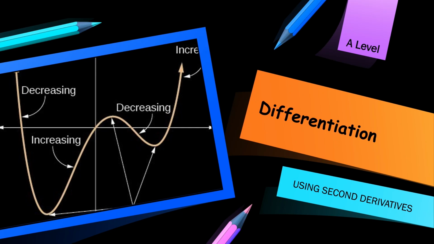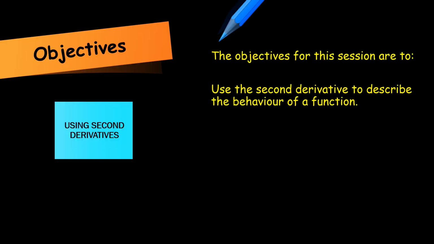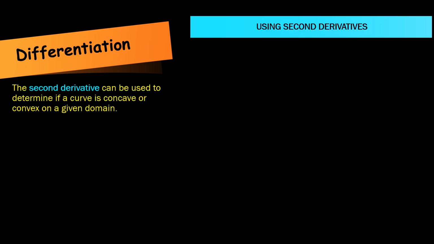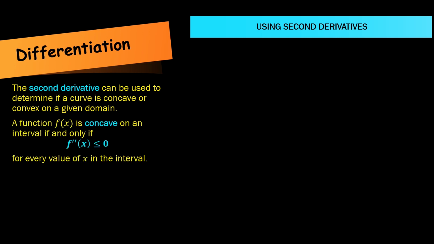Welcome to the session on differentiation using second derivatives. The objectives for this session are to use the second derivative to describe the behaviour of a function. The second derivative can be used to determine if a curve is concave or convex on a given domain.